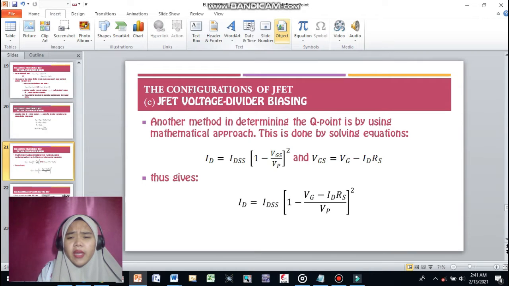Another method in determining the Q point is by using a mathematical approach. This is done by solving the equation ID equal to IDSS in bracket power of 2, 1 minus VGS divided by VP, and VGS equal to VG minus IDRS. Thus, it will give ID equal to IDSS in bracket power of 2, 1 minus VG minus IDRS over VP.